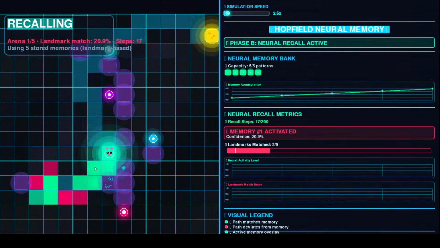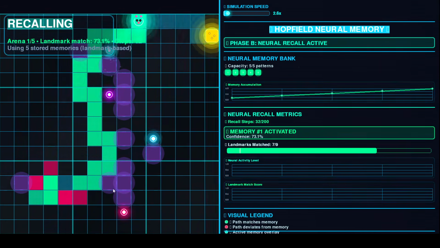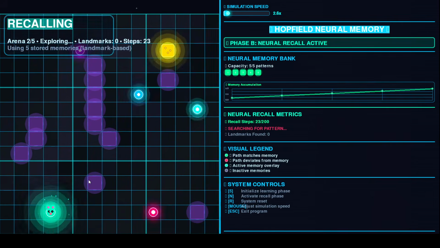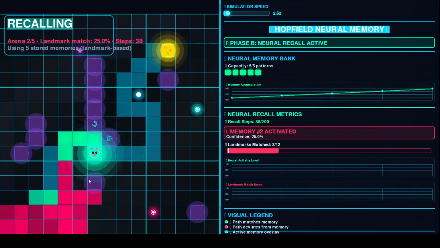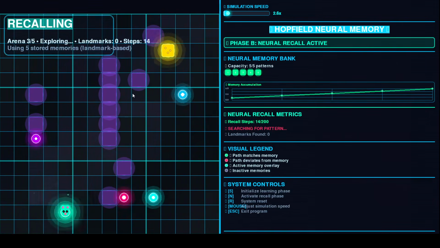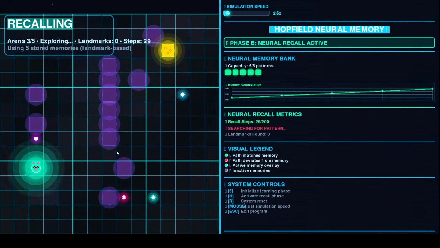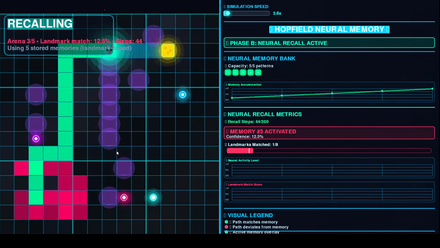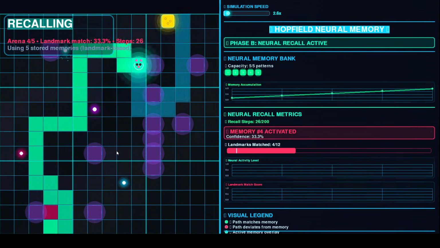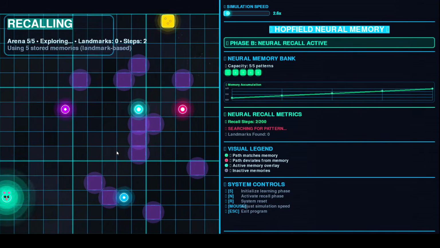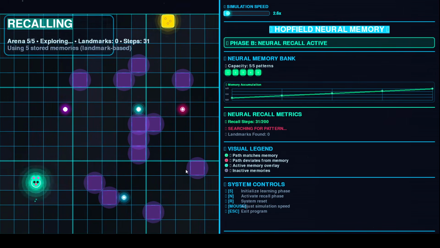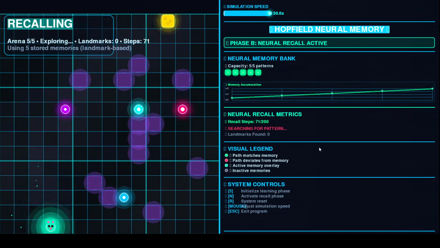When it encounters these landmarks, it could be walls or these tiny little things, it'll probe its memory and see if it finds a match for this arena. Because this is landmark based and there's only 5 arenas, it'll find the correct path almost right away. As you can see, it's really interesting that you can bring these things together like that. Let's run it full.